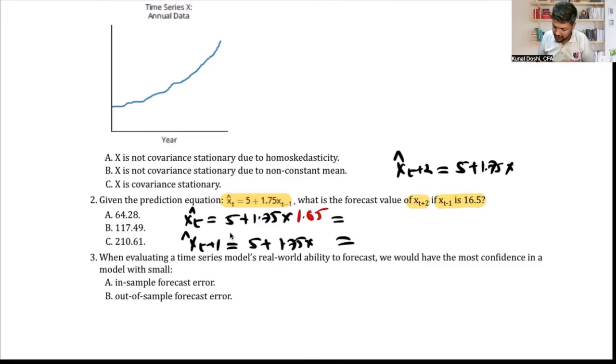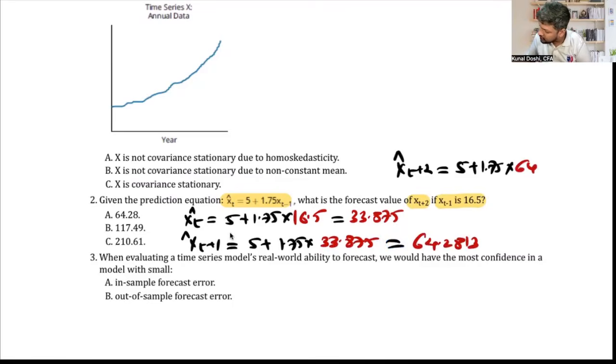1.65 into 1.75 plus 5. You will get a first value of 16.5. My mistake, sorry, it's 16.5. So you will do 16.5 into 1.75 plus 5. You will get a value of 33.875. You will use that value here. 33.875 times 1.75 plus 5, you'll get 64.28. Are you getting that value?